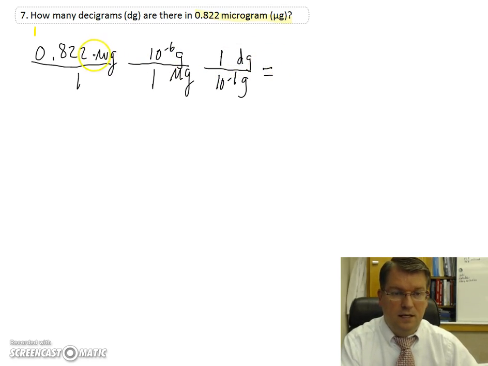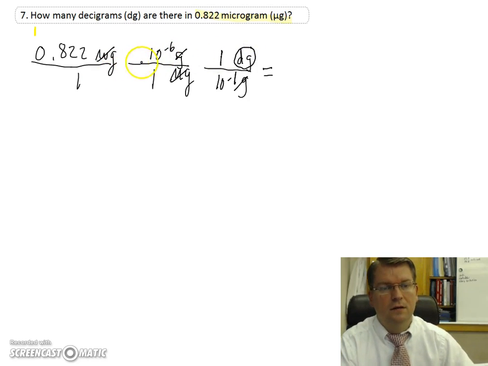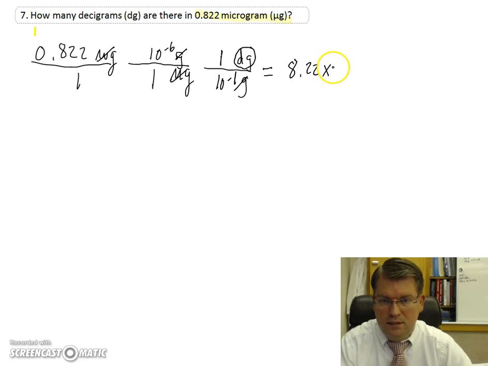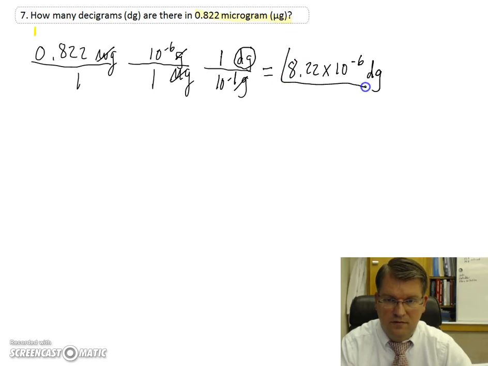Alright. Let's cancel our units. Micrograms, grams. The only unit left is decigrams. So now we're ready to go ahead and plug this into our calculator. 0.822 times 10 to the negative 6 divided by 10 to the negative 1. And when all is said and done, we should end up with 8.22 times 10 to the negative 6. Don't forget your units. So decigrams. And here's our final answer.